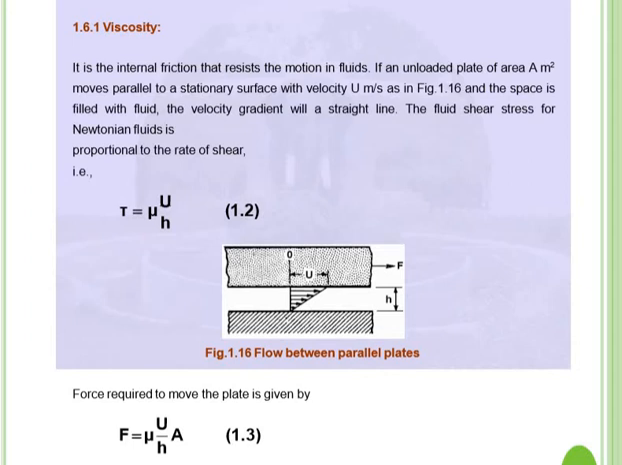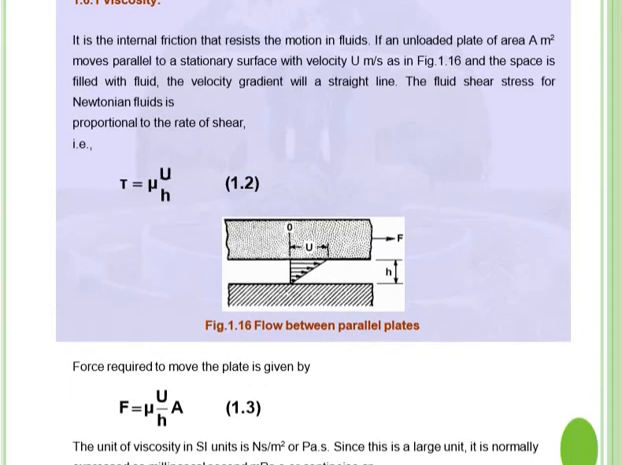Okay, so the space is filled with fluid. The velocity gradient will be a straight line. So the fluid shear stress follows a Newtonian fluid. This is called a Newtonian fluid: tau is equal to mu into u by h. Okay, this is a flow between parallel plates.